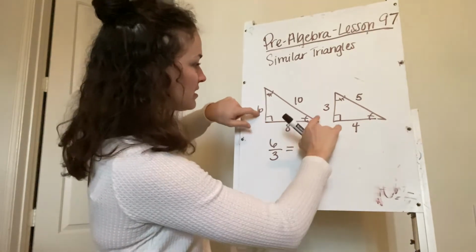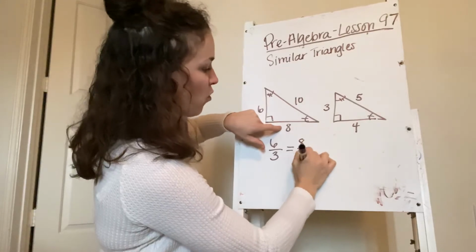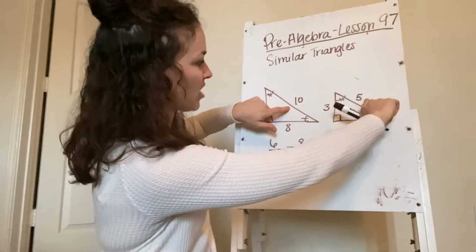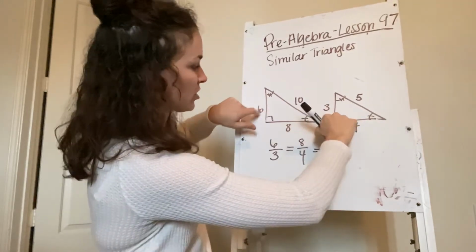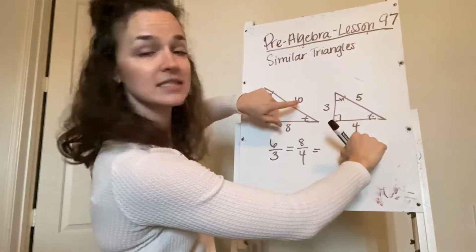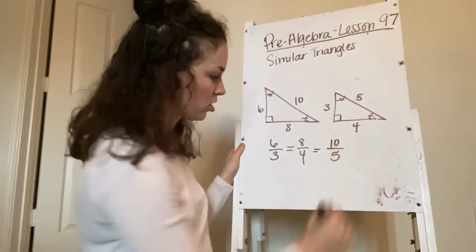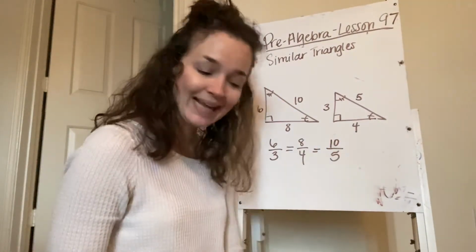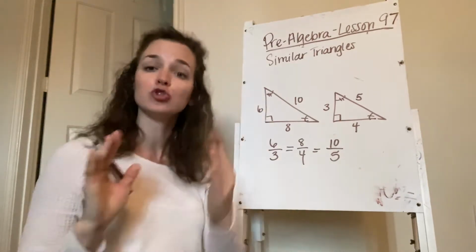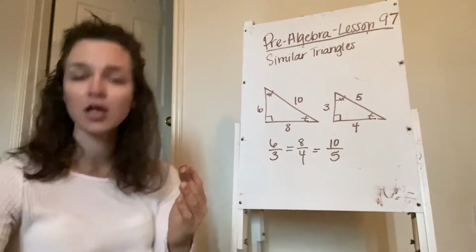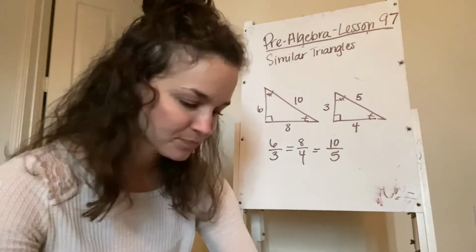So just like I did 6/3, I can set up a ratio of 8/4. And then we've got these two sides that correspond to each other. So just like I did 6/3 and 8/4, I can set up 10/5. So any of those could be set up as a group of two ratios to make a proportion if we were needing to find a missing piece, which is actually what we're going to look at next.